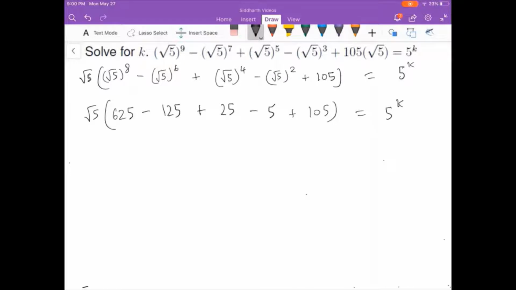Simplifying the expression inside, we get 625 into root 5 equal to 5 to the power of k. Because 625 is equal to 5 to the power of 4 and root 5 is equal to 5 to the power of half, we get k equal to 4.5.